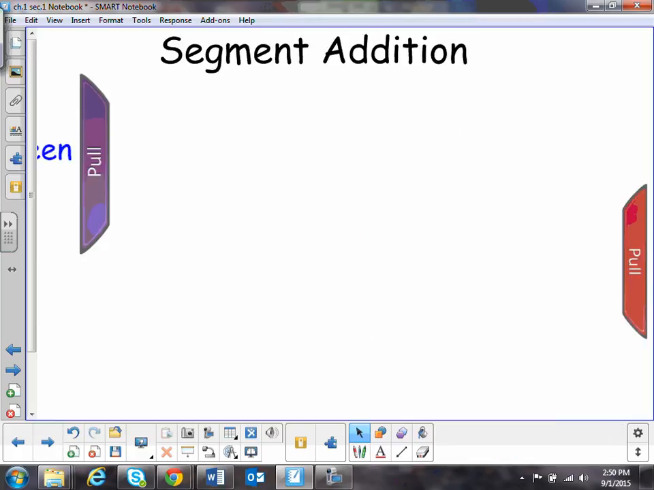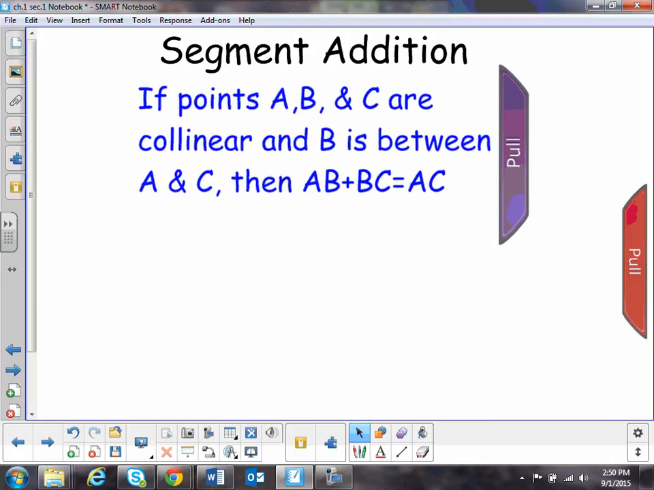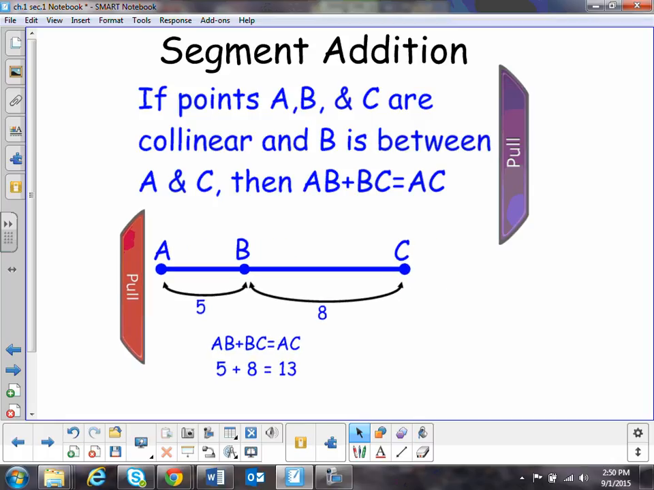Segment addition. Okay, we're going to add segments in a certain way, and you should be able to solve problems that way. In order to add segments in this particular way, all points are going to be collinear. So A, B, and C are collinear, and B is in between A and C, therefore this formula can work.